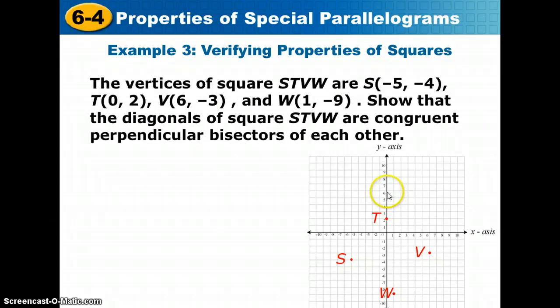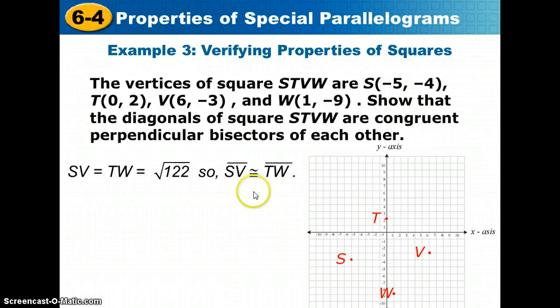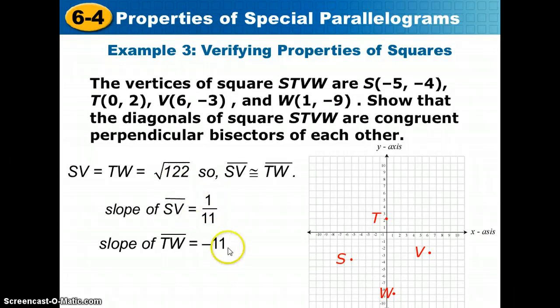So in our final example, we are going to verify the properties of a square by showing that the diagonals of this square are congruent, perpendicular, bisectors. We're going to show those 3 things. So the first thing we want to show is that the diagonals are congruent by showing that they both equal root 122. We're going to use the distance formula for that. Then we're going to show they have the same slope, or opposite reciprocal slopes, so that they are perpendicular. And then we're going to show that they share the same midpoint, meaning they bisect each other. So we're going to show all 3 of those things.